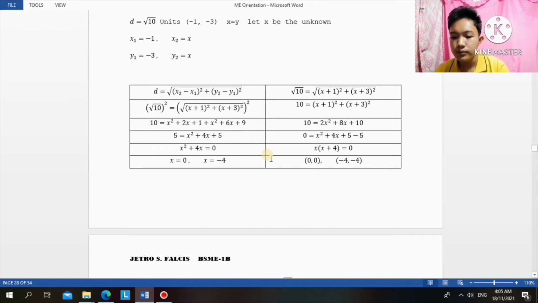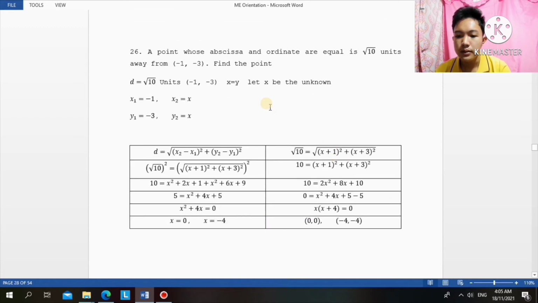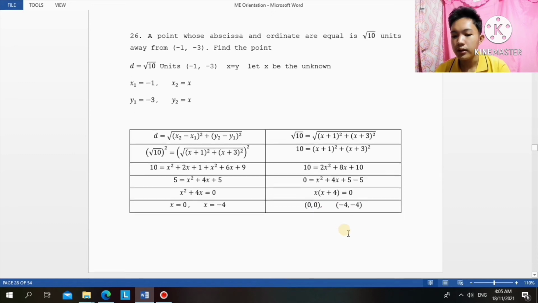So factor out x in the equation. It will become x times (x plus 4). So to get the solutions of this equation, x equals 0, then x equals negative 4. So the point whose abscissa and ordinate are equal is (0, 0), or the origin, and (negative 4, negative 4).